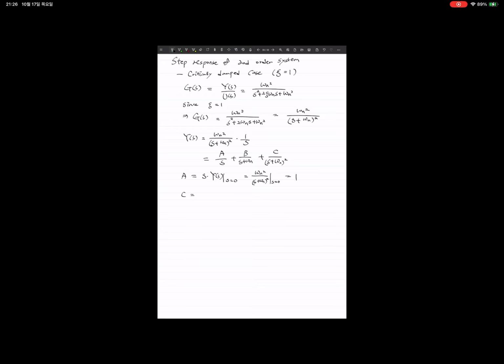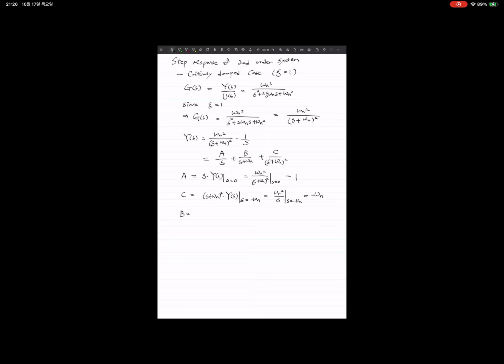Let's find the C first. C is (s plus omega n) square times Y of s, evaluated at s equal to minus omega n. Then we have omega n square over s, with s equal to minus omega n, then we have minus omega n.